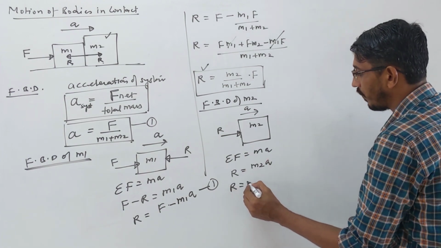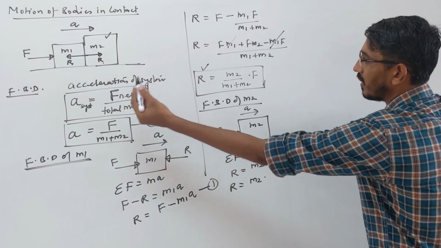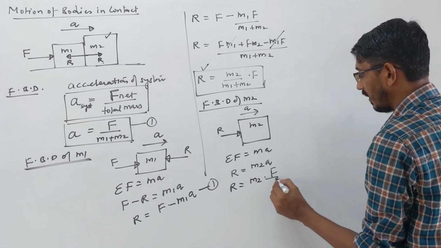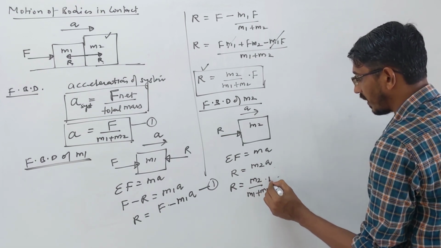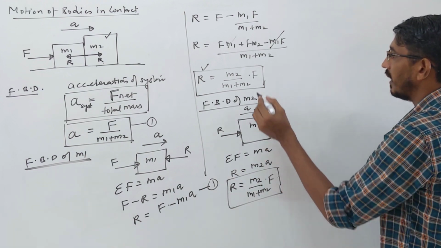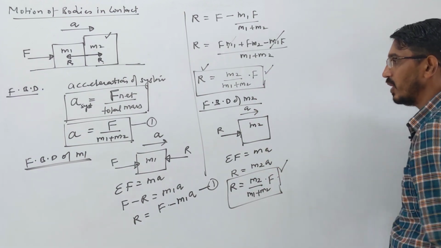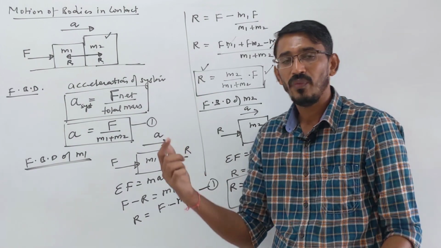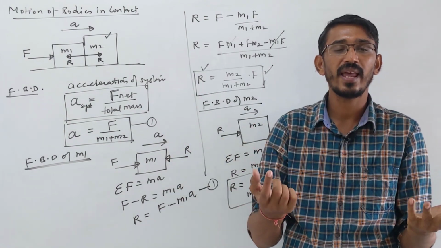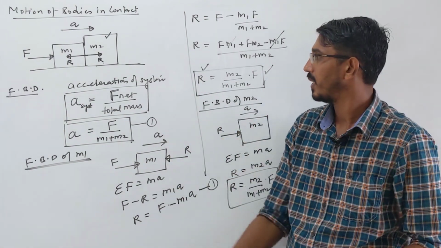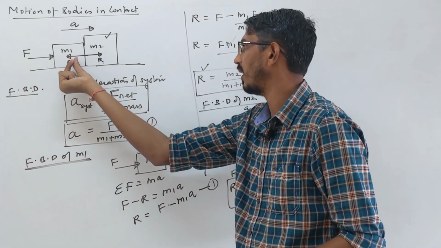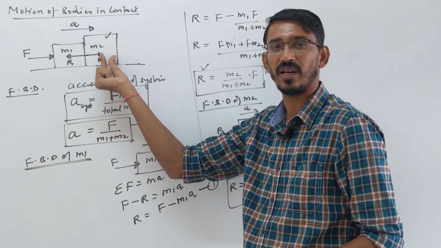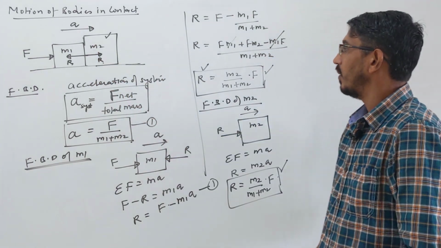Now A we have already found, and with M2, A is F by M1 plus M2, so you get the same answer, M2 by M1 plus M2 into F. Look at this answer and that answer, exactly the same. So it doesn't matter which body you take, but we try to take always a body which has fewer unknowns. In this case we have only one unknown, R. For this body also only one unknown, R. Correct, a simple case.